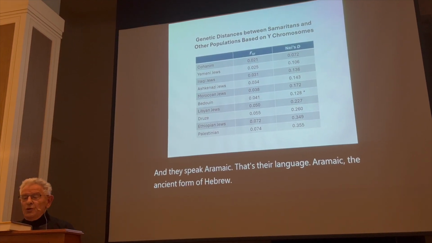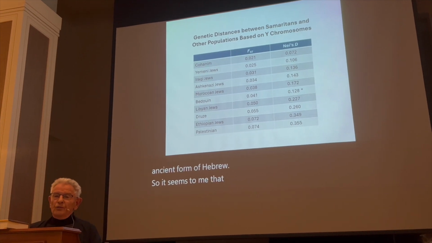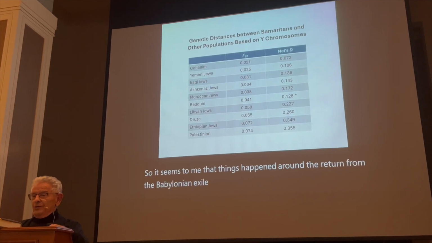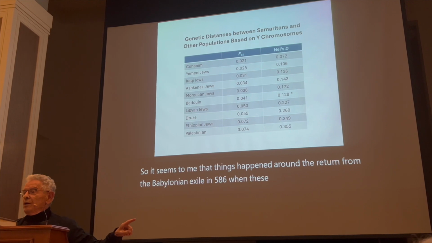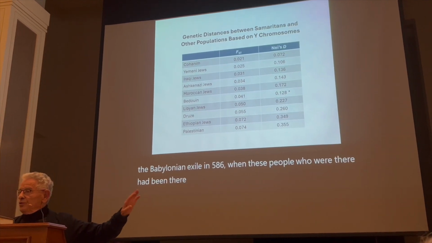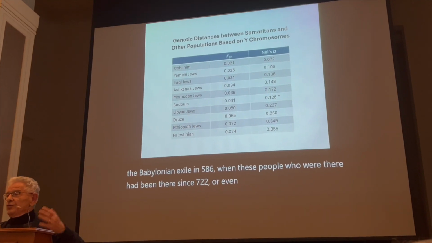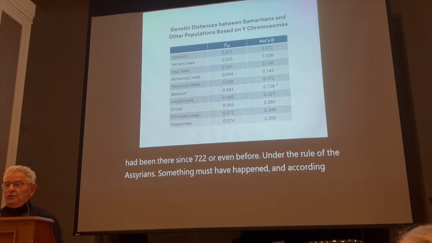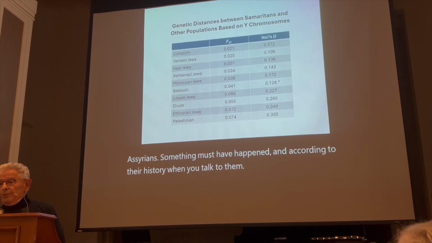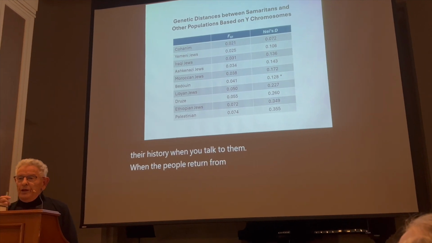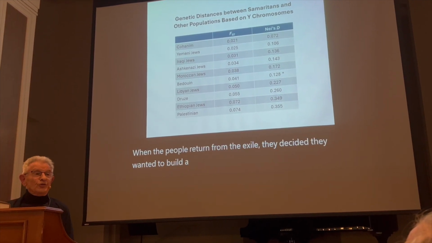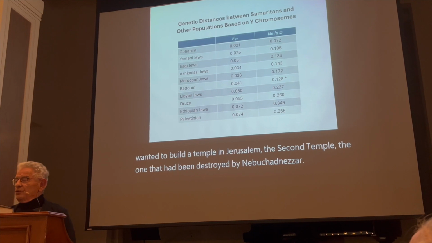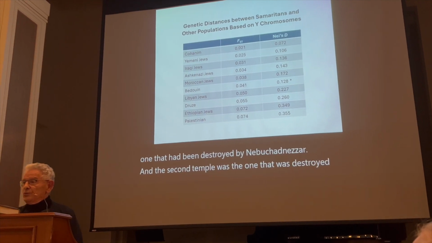So it seems to me that things happened around the return from the Babylonian exile in 586, when these people who were there had been there since 722 or even before, under the rule of the Assyrians. Something must have happened. And according to their history, when you talk to them, when the people returned from the exile, they decided they wanted to build a temple in Jerusalem, the second temple, the one that had been destroyed by Nebuchadnezzar. And the second temple was the one that was destroyed in 70 by the Romans.